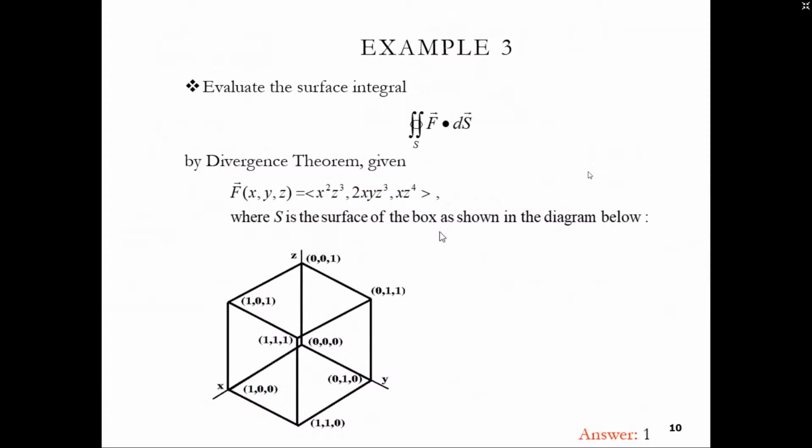Okay, maybe you guys can try. Evaluate the surface integrals, double integral of the surface, now with respect to dS. Given your vector field is x squared z cube, 2xy z cube, x z to the power 4, where S is the surface of the box as shown in the diagram below.